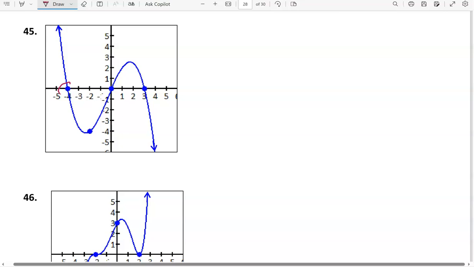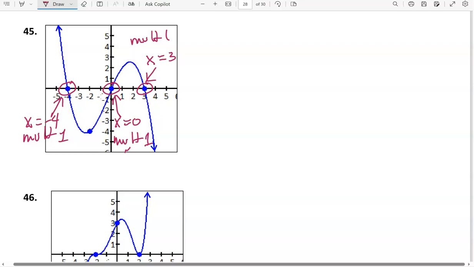In number 45, there are three zeros or three x-intercepts. We have one at x equals 3. That's going to be a multiplicity 1 since the graph is passing straight through. We have one at x equals 0. That's going to be multiplicity 1 since the graph is passing straight through. And we also have one here at x equals negative 4. That's also going to be multiplicity 1 since the graph just passes straight through.